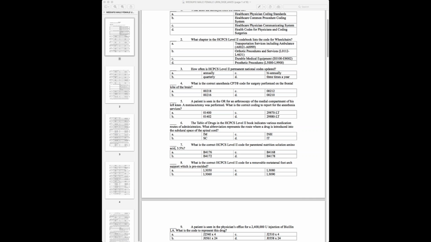So now we know it's an adenoidectomy and a tonsillectomy, which leads you to say, okay, this is going to be one of those combination codes. And again, the patient is younger than 12. So your answer for number 18 should be 42820. So A is the correct answer for 18.